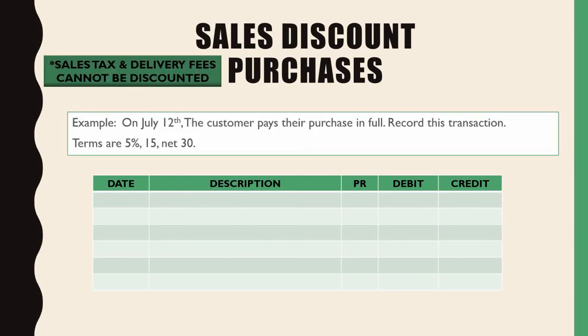Okay? So now, fast forward, it is now July 12th, right? Which in this case, we made the discount period, right? So here, now the customer decides to pay their purchase, okay, in full. So now let's go ahead and record this transaction. And the terms were 5%, 15, net 30. So in this case, they purchased the items on July 1st, so they made the discount period because they paid within 15 days. So how are we going to record the payment?